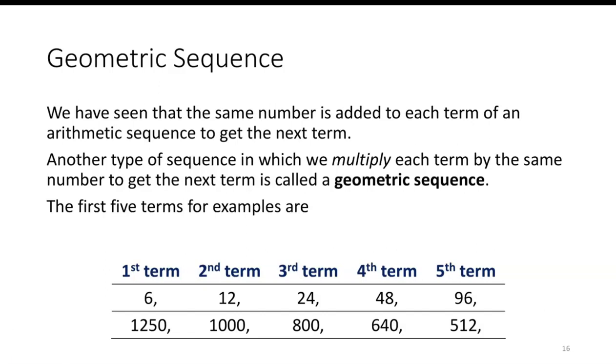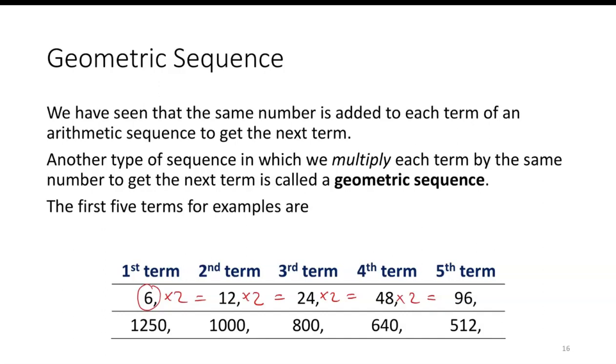In an arithmetic sequence, we keep adding the same amount over and over again to get each term. In a geometric sequence, we multiply by the same amount over and over again to get each term. So for a couple examples here, if the first term is 6, then I would multiply by 2 to get to 12, multiply by 2 to get to 24, multiply by 2 to get to 48, and so on. And I would keep multiplying by 2 over and over again to get each term.